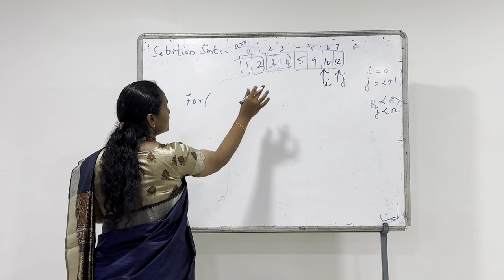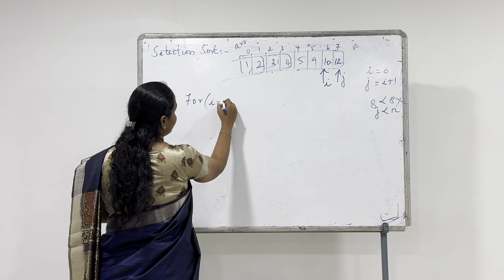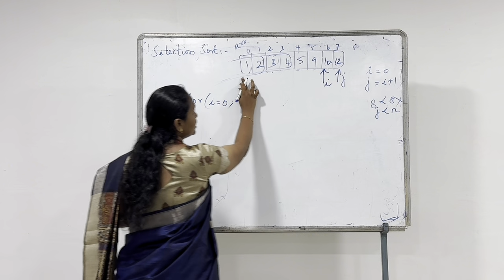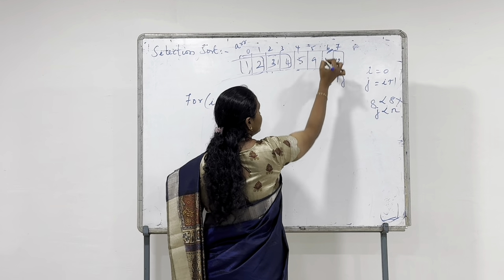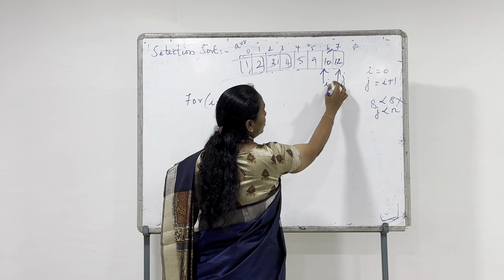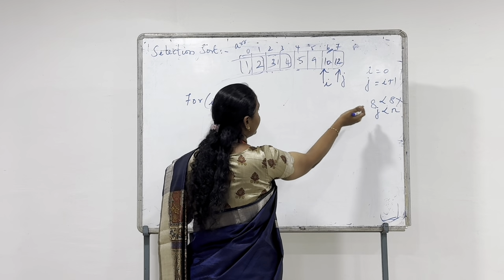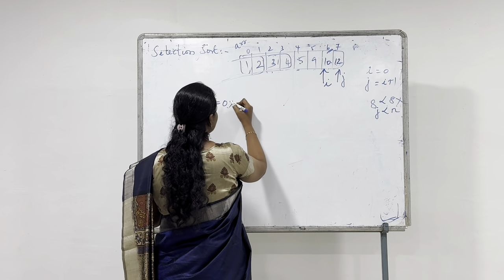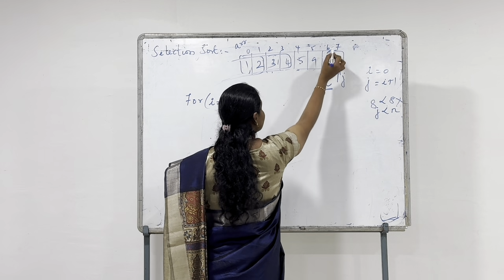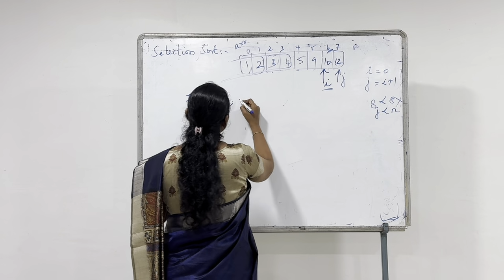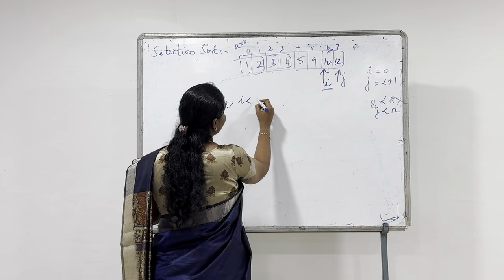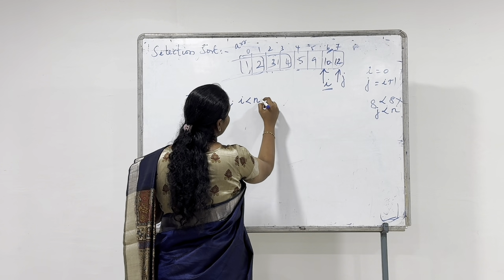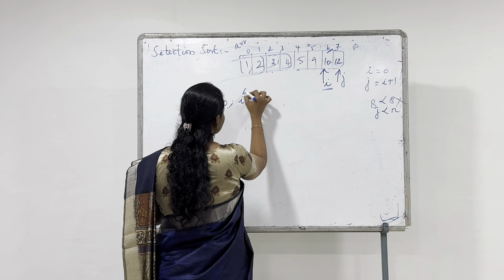I? So we need to fix the initial value for I and the end value for I. I should start from 0 and it should move up to 6, that is enough. Not up to n, or n minus 1. You start I with 0 and it should reach up to 6, that is enough to compare all the elements. So I should be less than n minus 1.